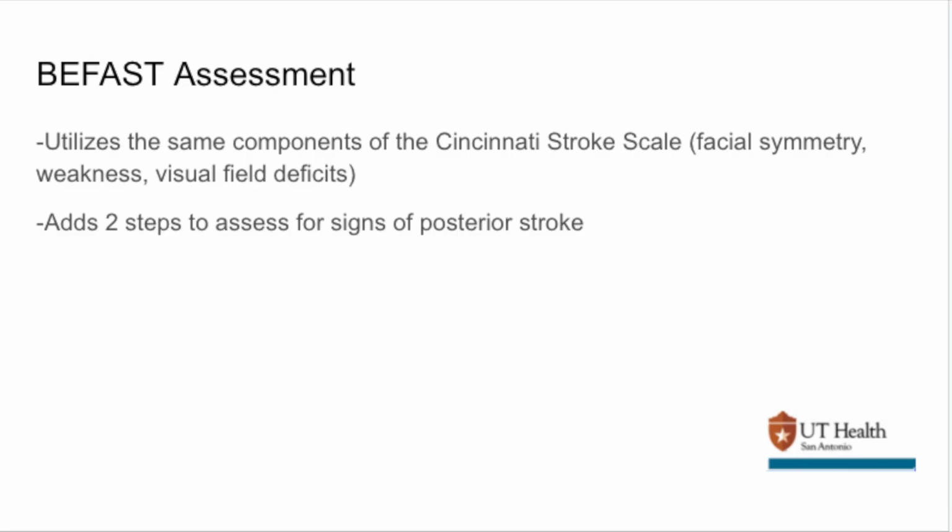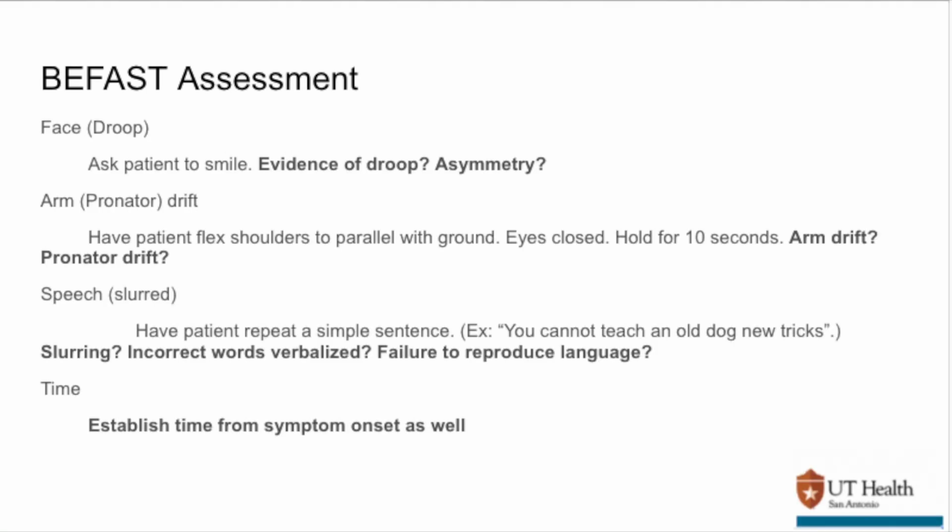The BFAST assessment is similar to the CPSS in that it utilizes tests to assess for facial asymmetry, weakness, and visual field deficits. The BFAST assessment also adds 2 steps to assess for signs of posterior stroke. When applying the BFAST assessment, I like to think of the FAST components initially.